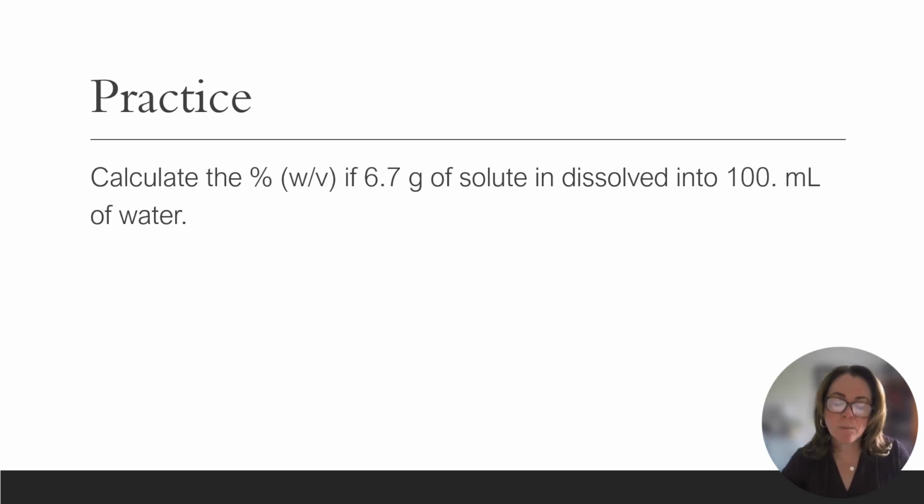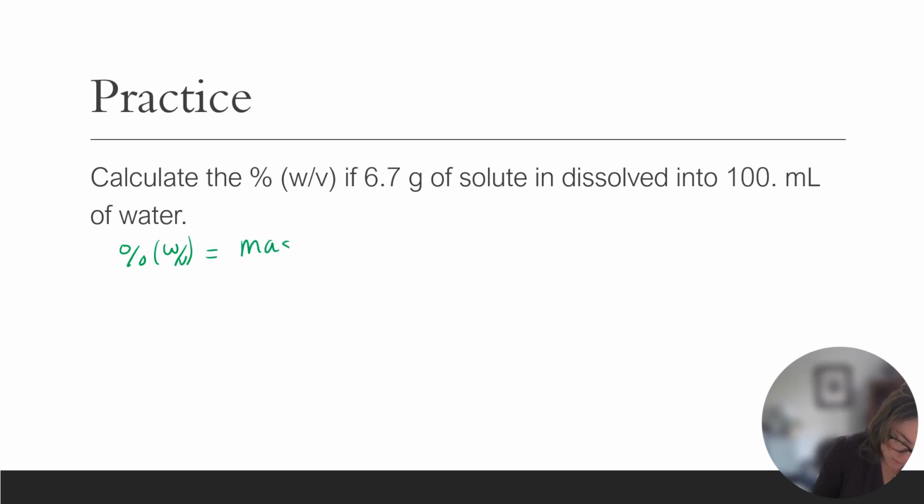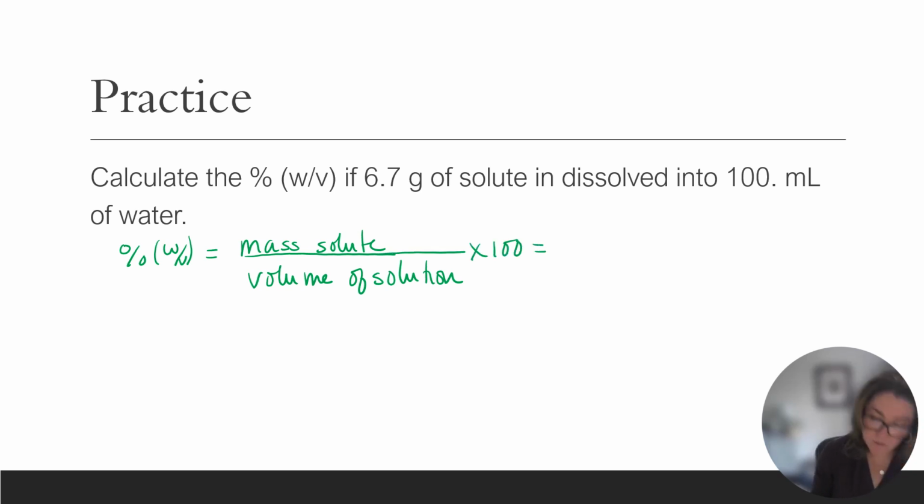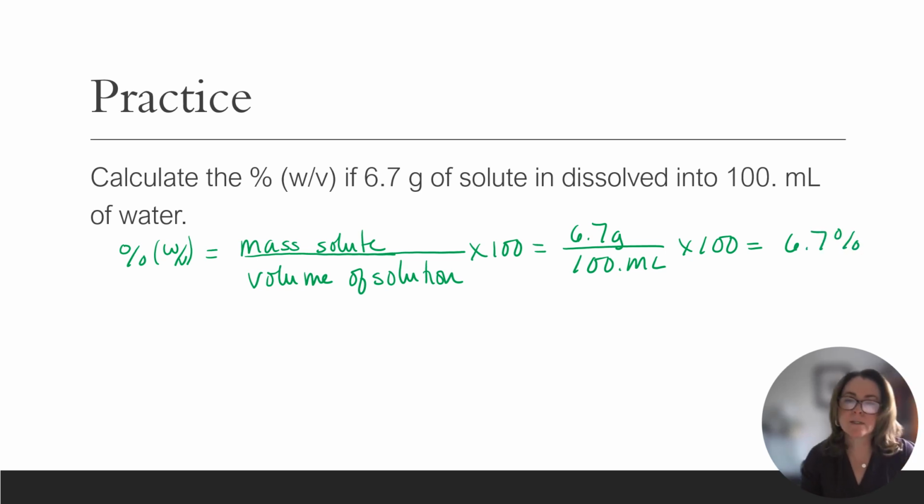All right, so let's do a practice problem. In this particular problem, we want to find the percent weight volume if 6.7 grams of solute is dissolved in 100 mils of water. Percent weight volume is equal to the mass of that solute divided by the volume of the solution, times 100. So I'm literally going to plug my numbers in. I have 6.7 grams divided by 100 mils, and I'm going to multiply that by 100. And that is going to give me a value of 6.7%.